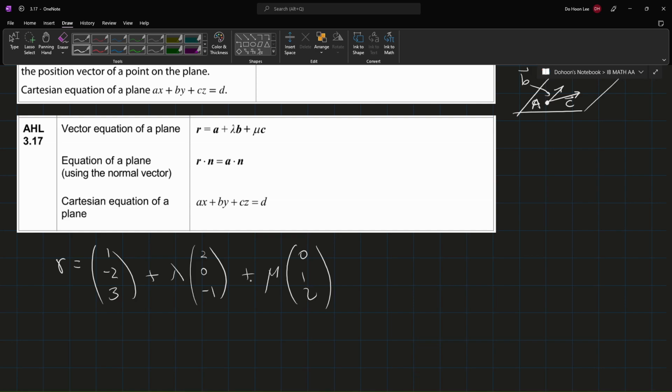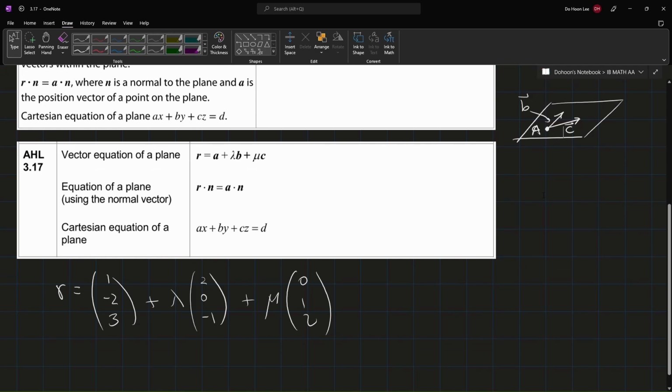Well, that's why we learned the vector product. If we have two direction vectors on the plane, then we can use the vector product of the two vectors to find a vector that is perpendicular to both of them. Then this vector must be normal to the plane. So in this case, maybe I can draw my normal vector out like this, where its relationship with both of these vectors is perpendicular.